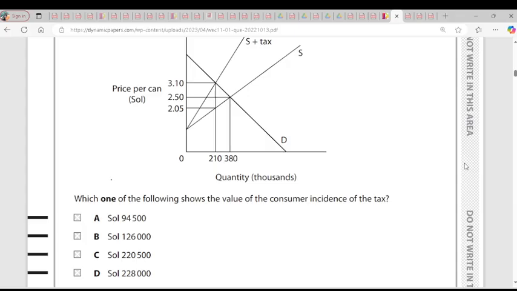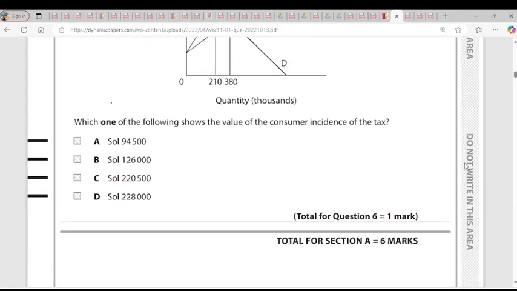Supply curve is reducing from S to S tax, right? Which means producers will be paying 2.5. Consumers will be paying 3.10. Do you get the graph analysis here? So the difference between 2.5 and 3.10 is 0.6. Then the quantity supplied has reduced from 380 to 210,000 based on the imposition of tax. So it is 0.6 multiplied by 210,000, and that is 126,000. So the answer is B. Is it clear now? Yes.